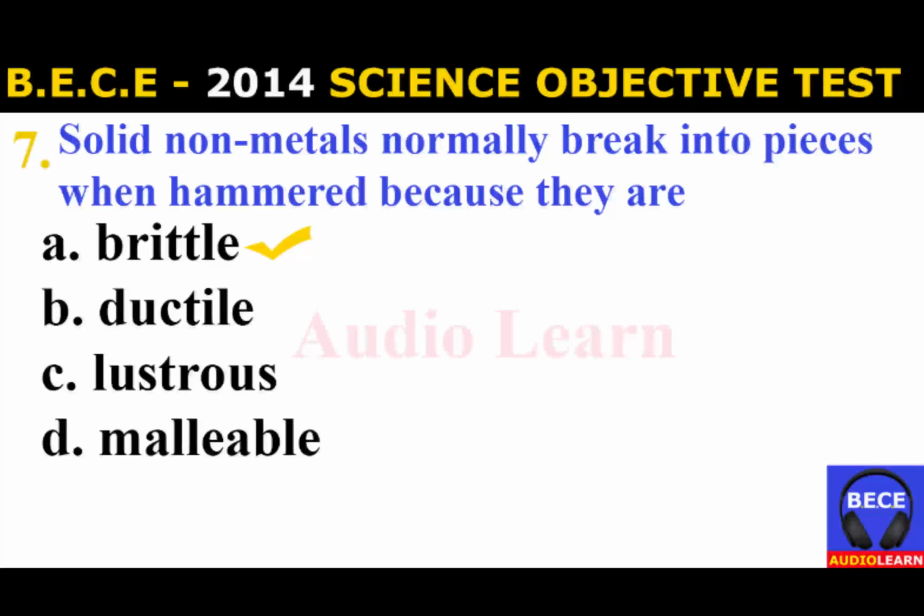Number 7. Solid nonmetals normally break into pieces when hammered because they are A. Brittle, B. Ductile, C. Lustrous, D. Malleable. And the answer is A. Brittle. Solid nonmetals normally break into pieces when hammered because they are brittle.